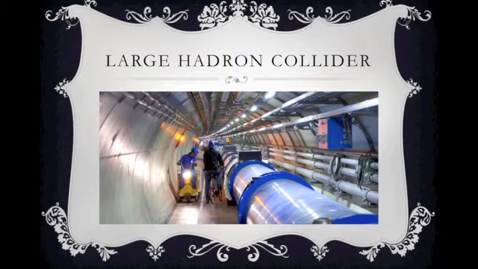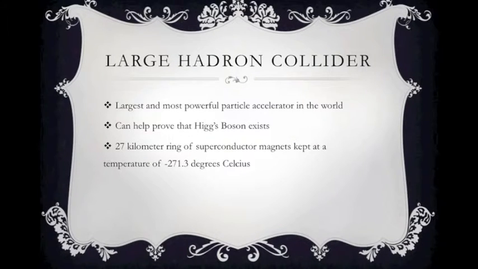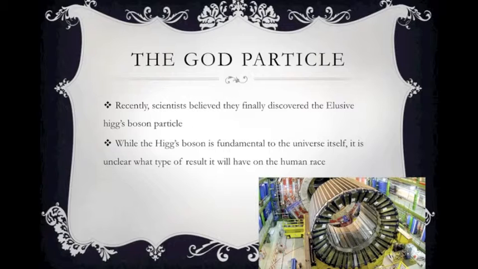So here's a picture of the Large Hadron Collider. And what the Large Hadron Collider is, it's the largest and most powerful particle accelerator in the whole world. And it can help us prove that the Higgs boson exists because it accelerates particles, allows them to interact. It's a 27-kilometer ring of superconductor magnets kept at a temperature of negative 271.3 degrees Celsius, which is colder than outer space. Another name for the Higgs boson is the God particle.